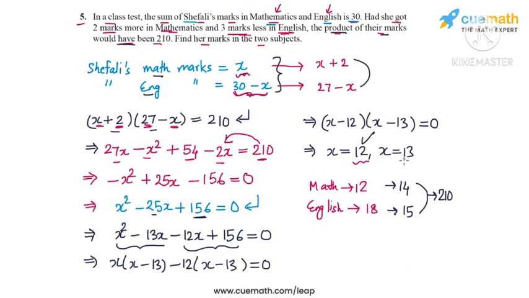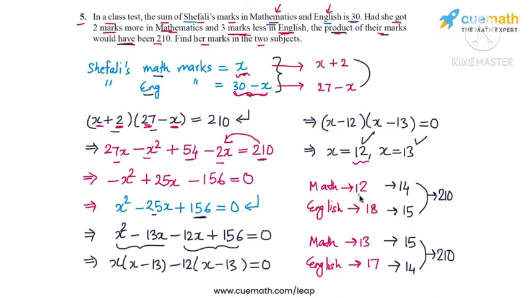Now let's take the second root, which is 13. If Shefali's math marks were 13, then her English marks would have been 30 minus 13, which is 17. And now if she had gotten 2 more marks in math, her marks would have been 15 in math, and if she had gotten 3 marks less in English, her marks in English would have been 14, and once again 15 times 14 is 210. So even the value 13 works for her marks in math. So there are two possible answers in this question.